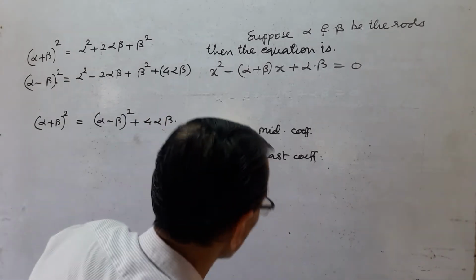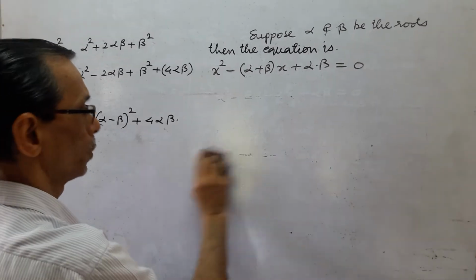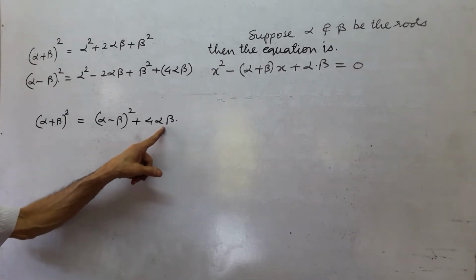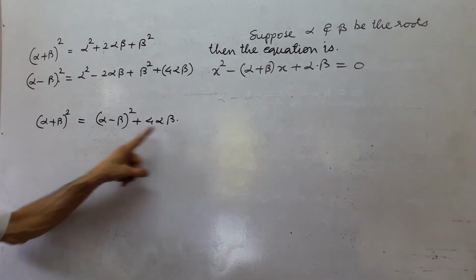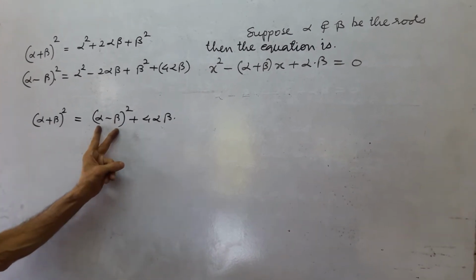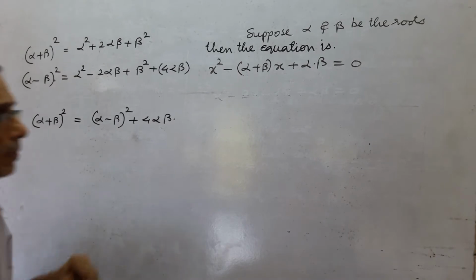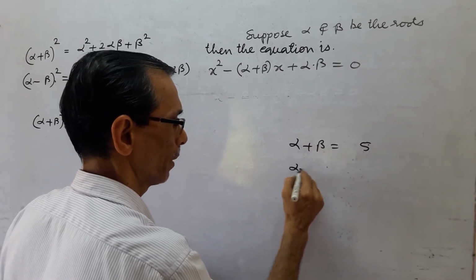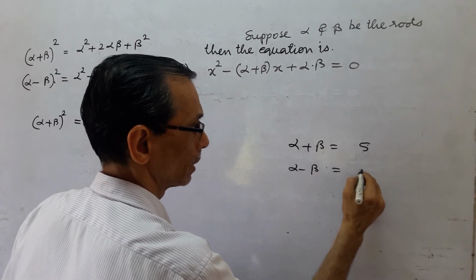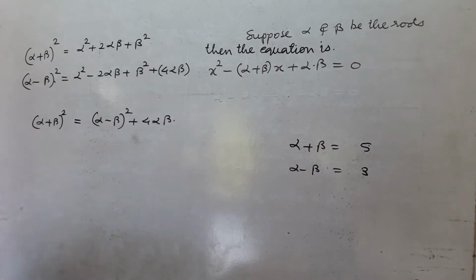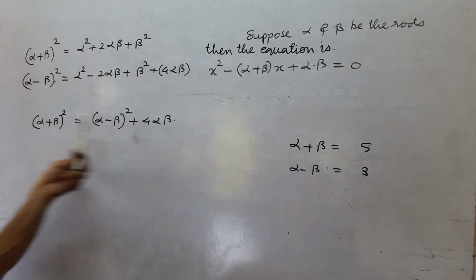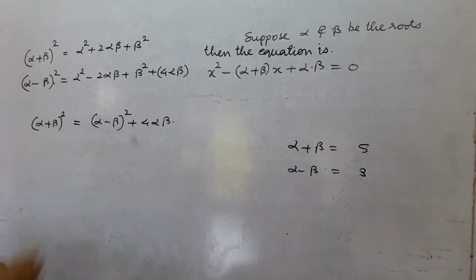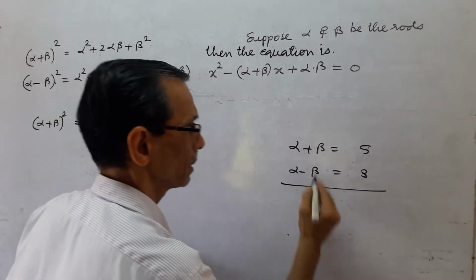Take down this formula. When alpha plus beta and alpha into beta are given to you, we can get alpha minus beta using this formula. Suppose alpha plus beta is 5 and alpha minus beta is, let us take, 3. These two are given, and alpha minus beta we find using this formula. Then we can get alpha and beta easily.